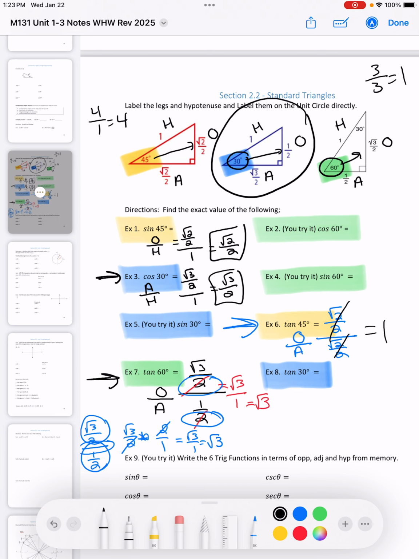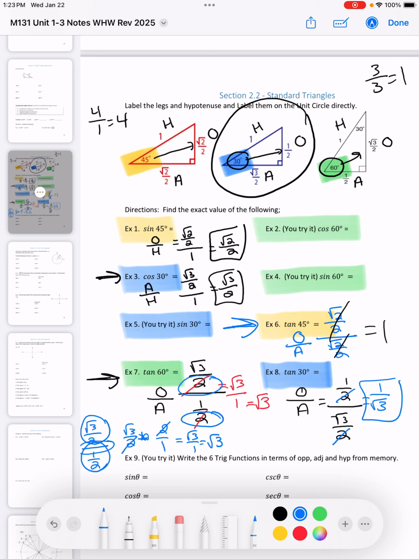The tangent of 30 degrees. Middle triangle, the one I've got circled. Tangent, just like we've seen in a lot of these, is opposite over adjacent. So the opposite is 1/2. The adjacent is square root of 3 over 2. You saw that keep, change, flip means I can cancel out. I'm left with 1 over the square root of 3, and you can stop right there.